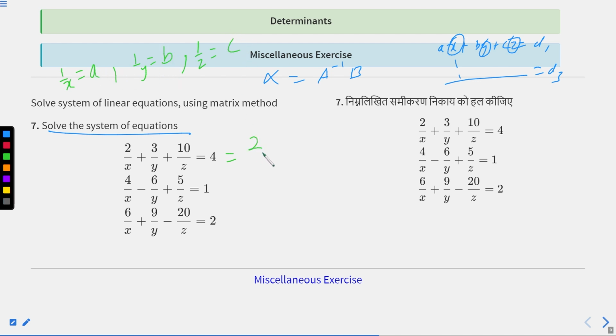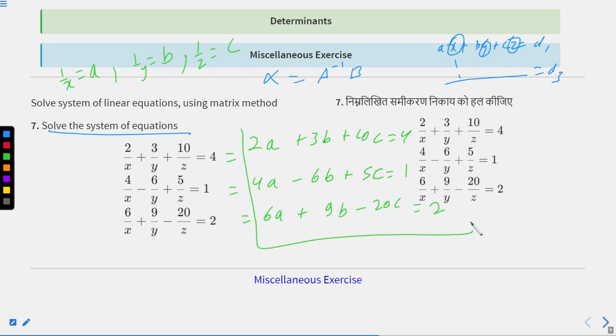Now your system will be 2A + 3B + 10C = 4, 4A - 6B + 5C = 1, and 6A + 9B - 20C = 2. Now you can solve for this. Solving this means ABC will be A inverse multiplied with 4, 1, 2.